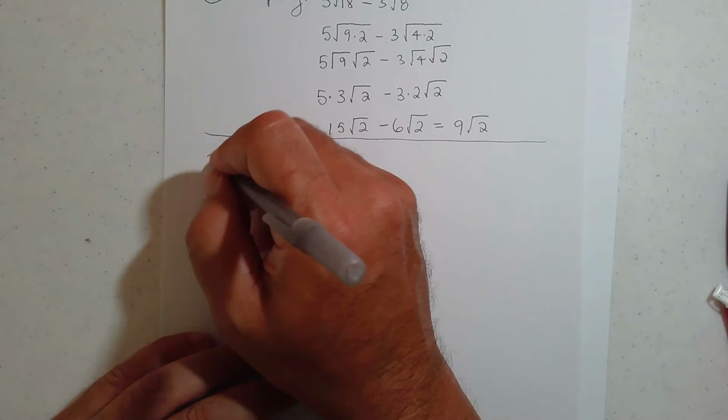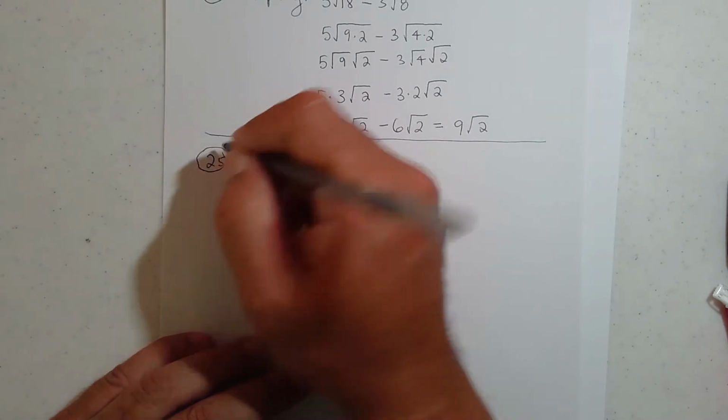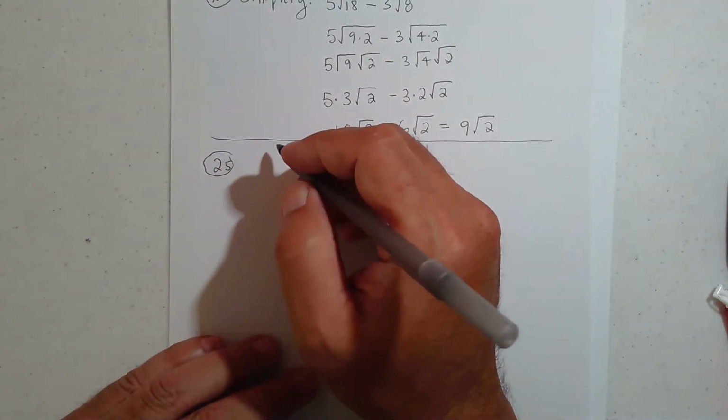Okay, we want to simplify. And there's supposed to be a 5 in front of that radical.